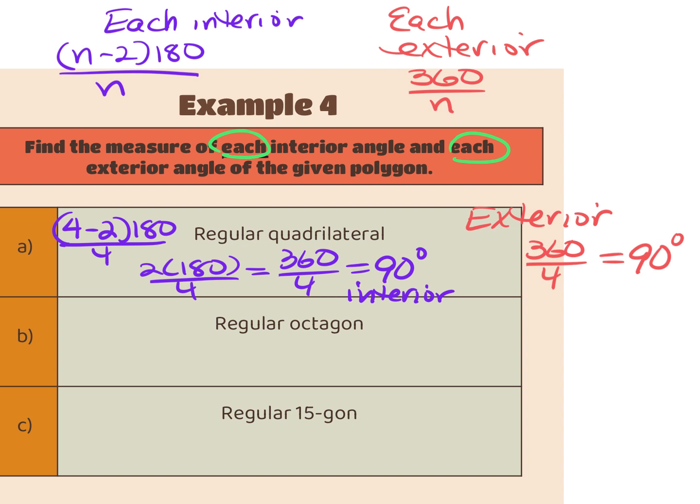Remember, the interior plus the exterior, when you add them, remember, they're supplements. So when you add these two, you should be getting 180. If you don't, you've done something wrong. Technically, what you could do is once you find the inside, the interior angle, you could just subtract it from 180, or vice versa for the exterior.